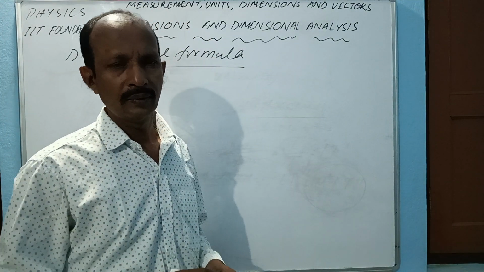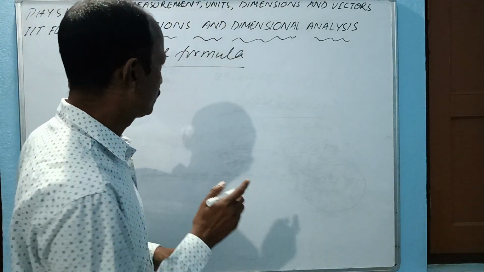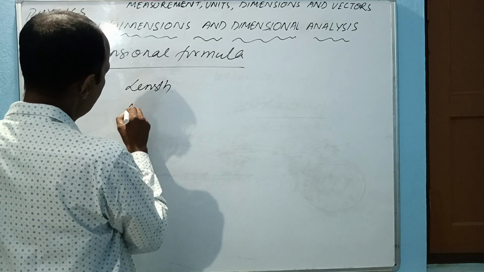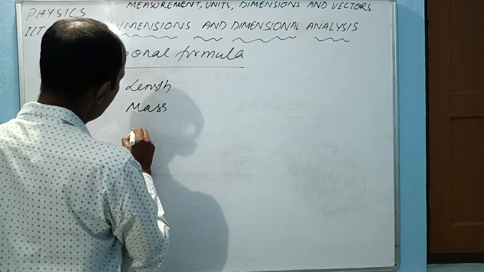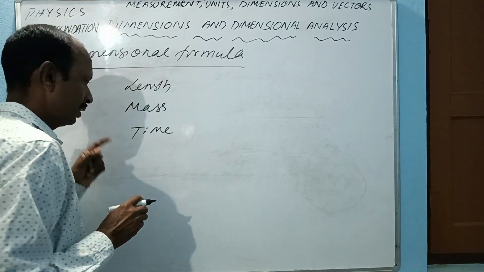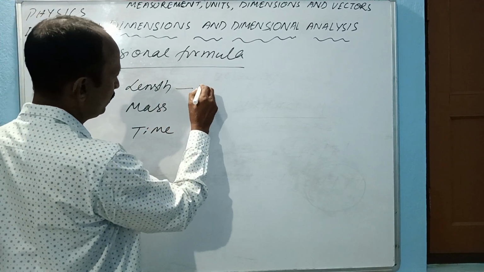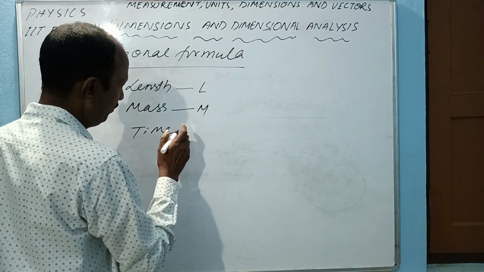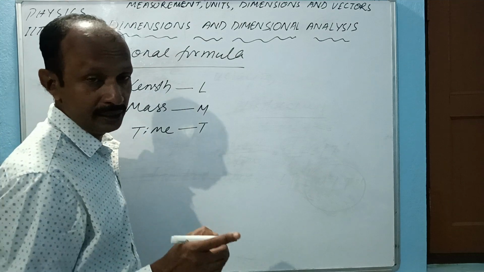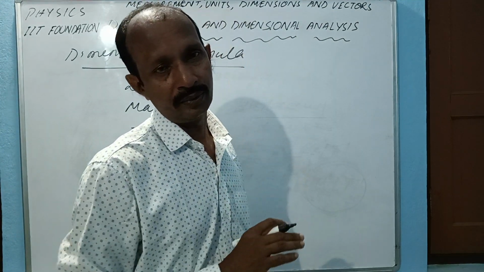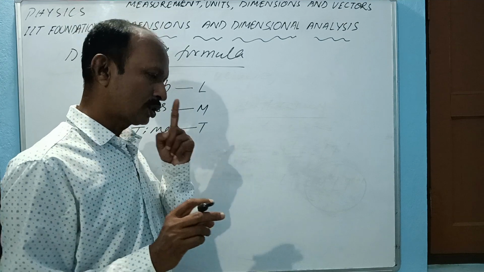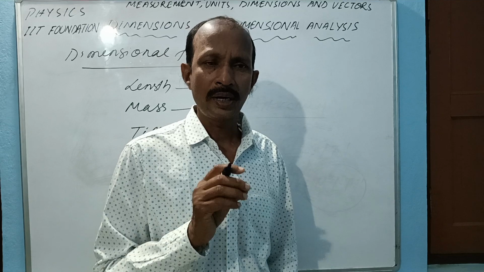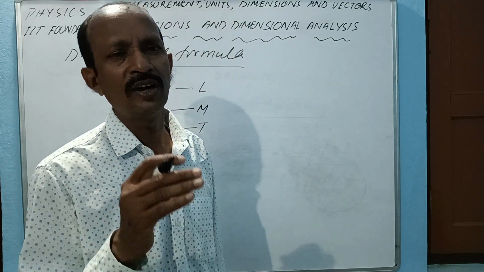You know that there are three fundamental quantities. One is length, one is mass, one is time. Here, length can be represented by L, mass can be represented by M, time can be represented by capital letter T. Length, mass and time. Suppose I want to write the dimensional formula of a velocity.